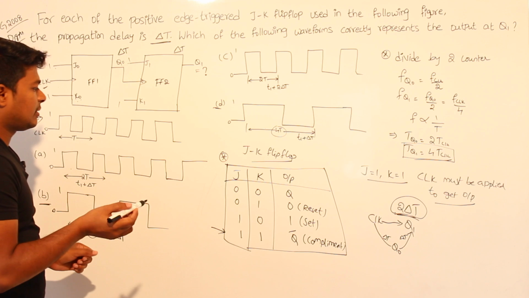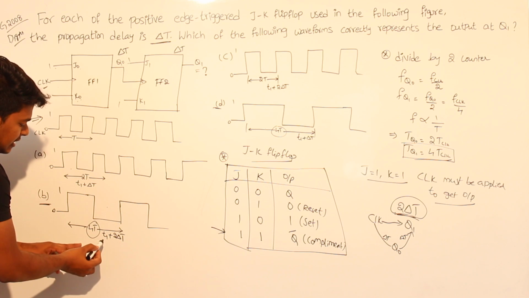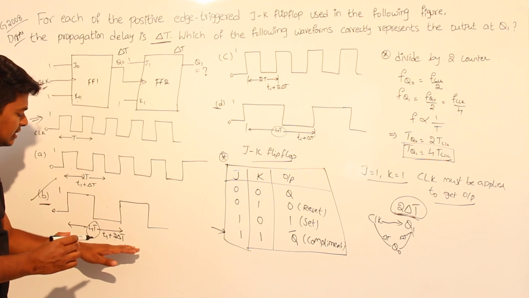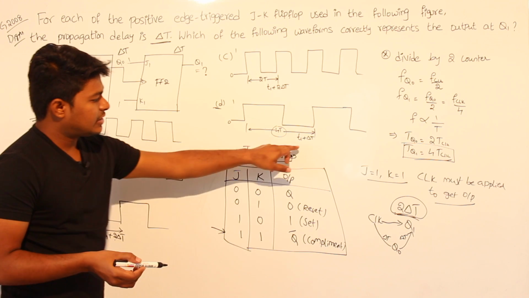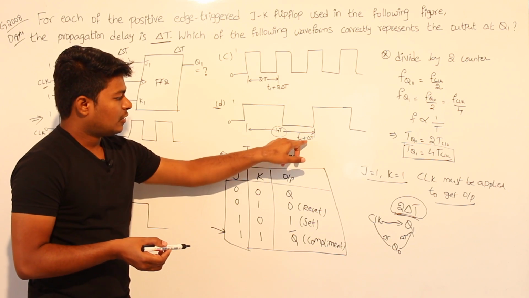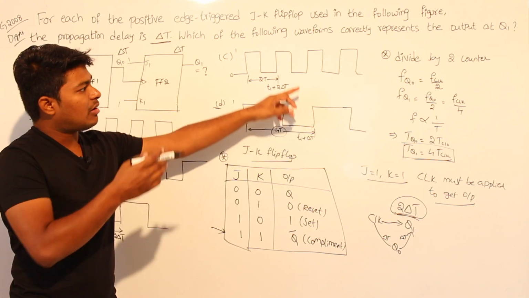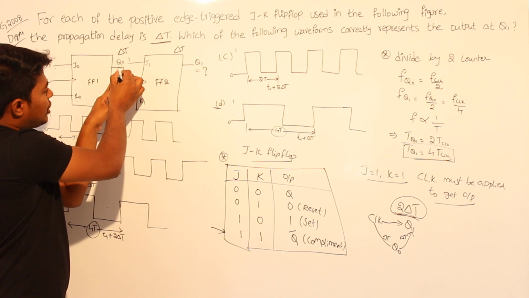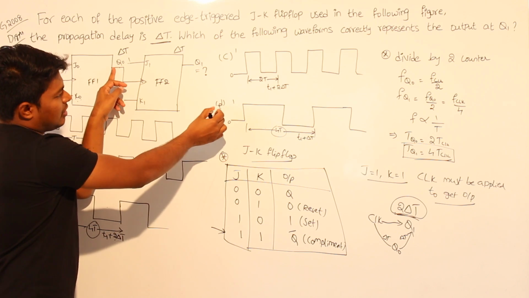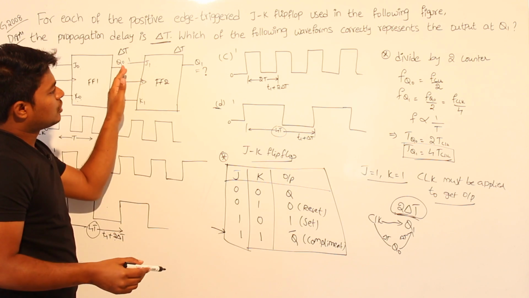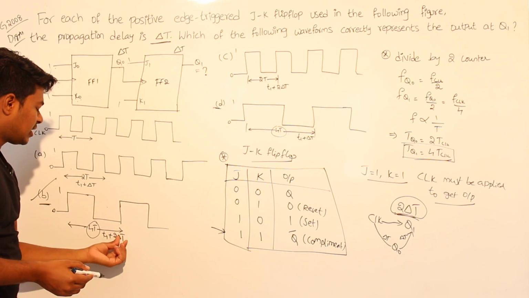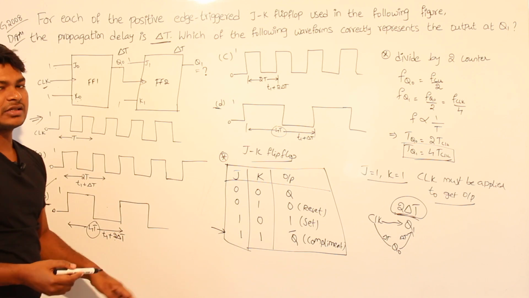So you need to check the propagation delay. See here, t1 plus 2 delta t. So option B is the answer. Whereas in option D, it is only delta t. It would have been only delta t if the question had asked for the output at Q0. If it were only Q0, then the answer would have been this. But in the question they asked for Q1, so we need to check till the end. Till the end, the propagation delay is 2 delta t. So option B is the correct answer for this question.